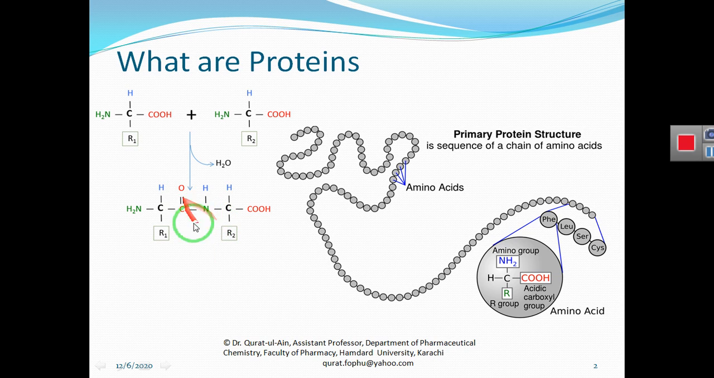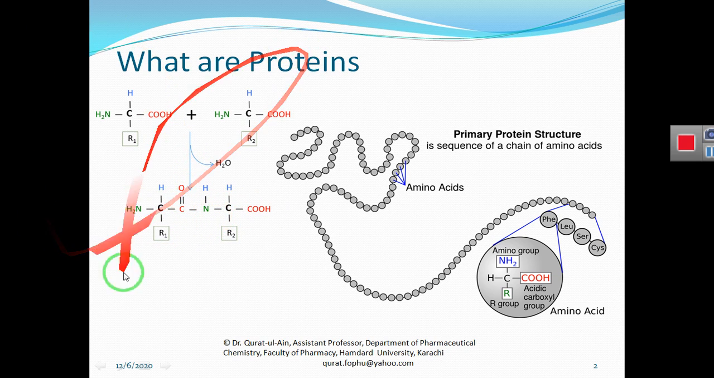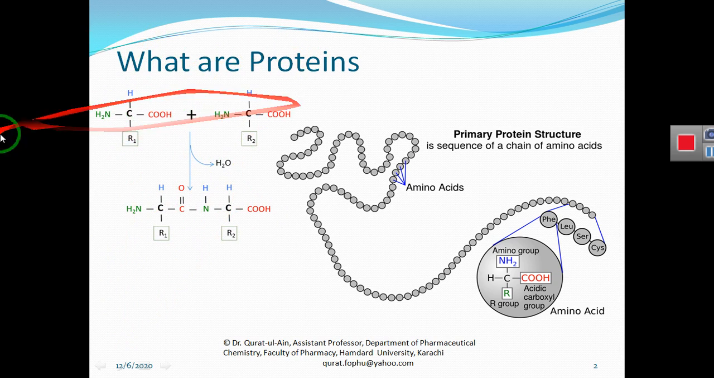And what will be the catabolism? When this reaction gets reversed, these two amino acids, a short chain we can call a dipeptide, would be separated. Catabolism of protein is when the peptide bond between these two amino acids is broken and it releases the two amino acids. So it will be the catabolism.